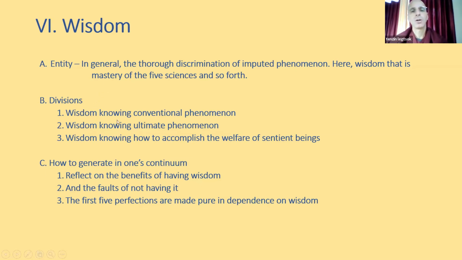So the divisions are wisdom knowing about conventional phenomena, just ordinary things, wisdom knowing about ultimate phenomena, meaning emptiness, and then wisdom knowing how to accomplish the welfare of sentient beings. Right? So there are thousands of different ways to accomplish the welfare of sentient beings. So the attitude of a bodhisattva is kind of like the Jesuits in the Catholic Church.